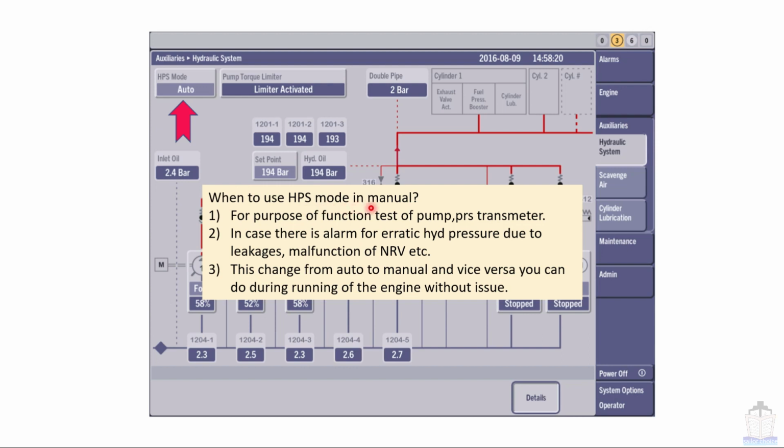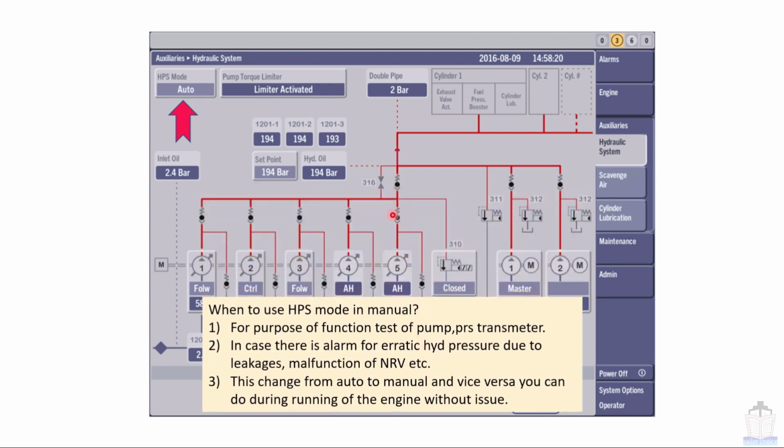So when to use HPS mode in manual? First one, for purpose of function test of pump and pressure transmitter. These are pressure transmitters and various pumps are there. You can test all these pumps if you put HPS mode in manual. Second, in case there is an alarm for erratic hydraulic pressure due to leakages or malfunction of NRV. If these NRVs are malfunctioning or because of leakages you are getting erratic hydraulic pressure, then you change it into manual and then accordingly you set here desired pressure.